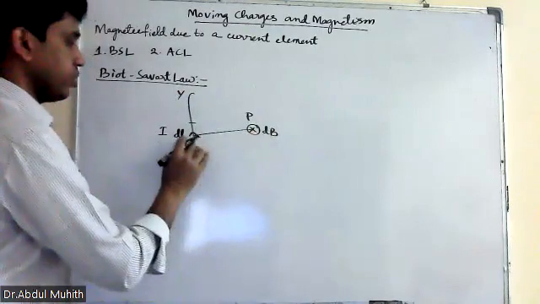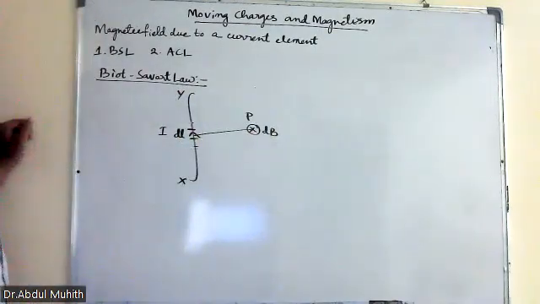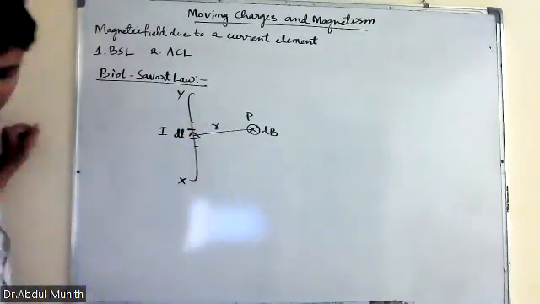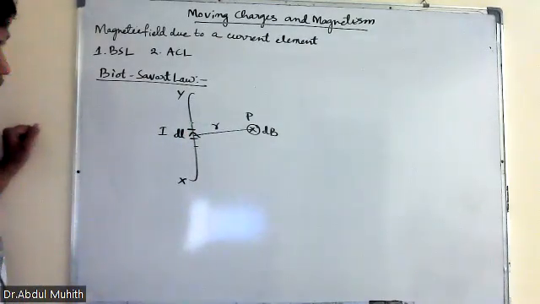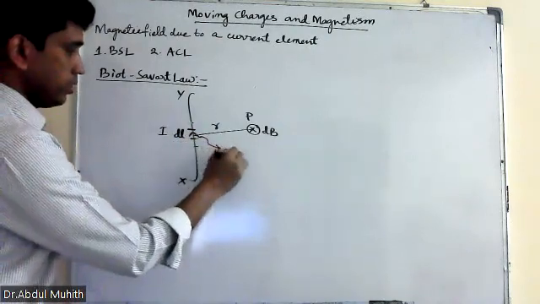It is a small element, not this much even. I will take a small element like this. The distance from the wire to that point is r, and the magnetic field is dB. So this small piece is said to be a current element.